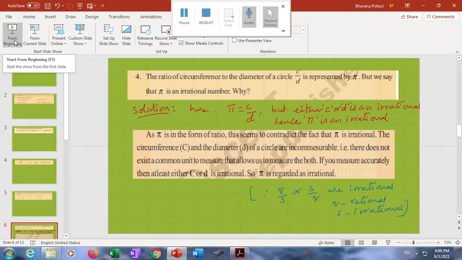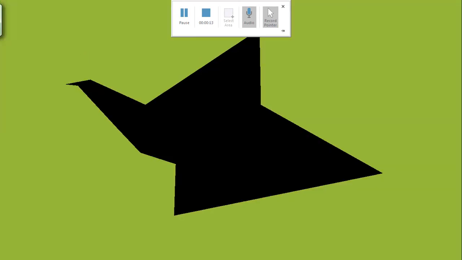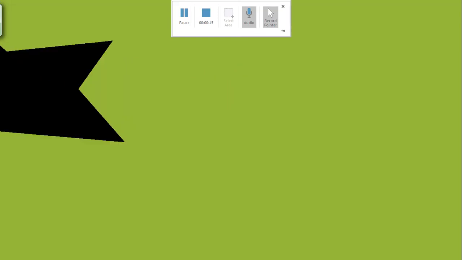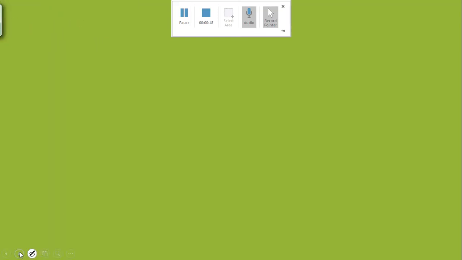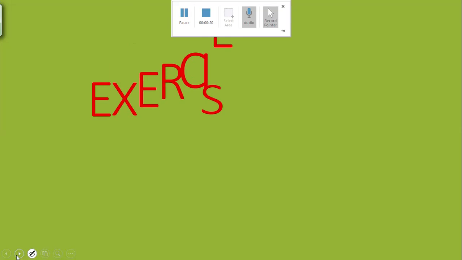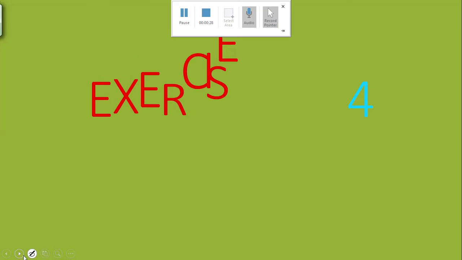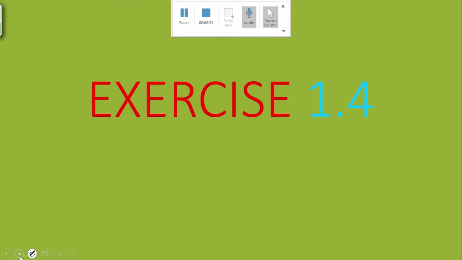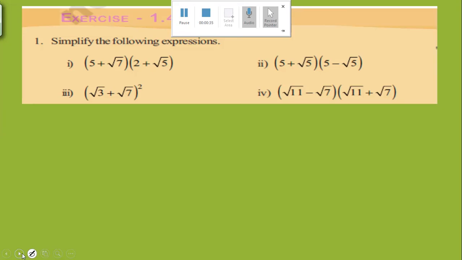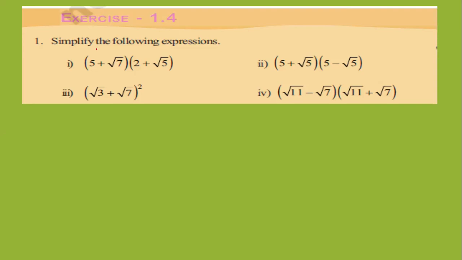Today we are going to learn about exercise 1.4. That means today we are going to solve the problems in exercise 1.4. So first you may observe the first question on the screen. What is there? Simplify the following expressions.